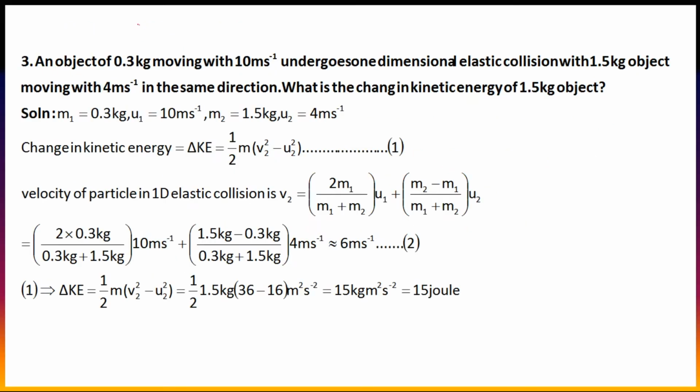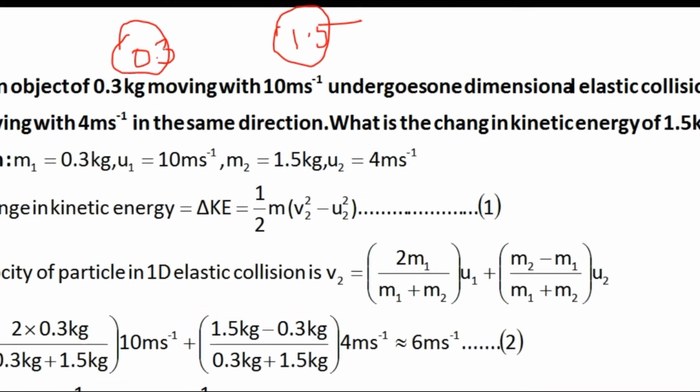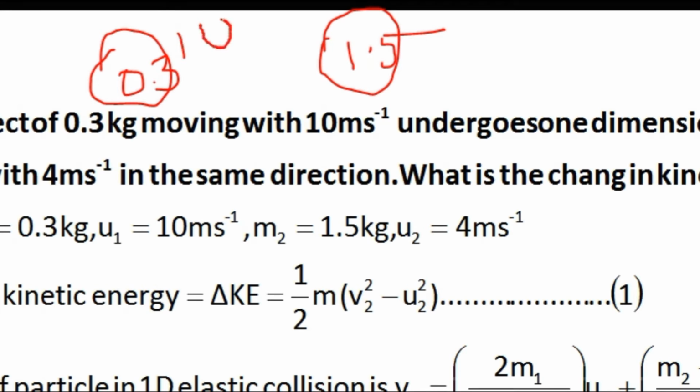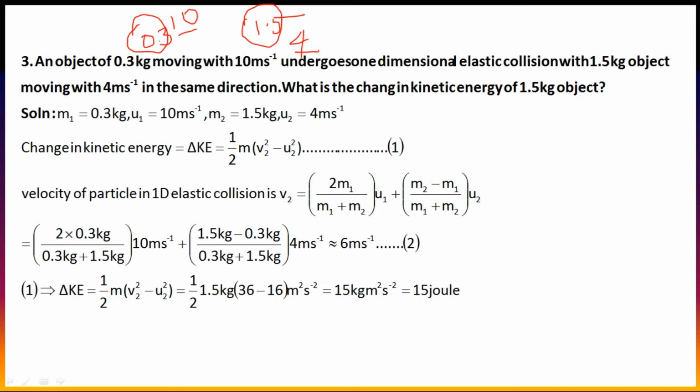In this problem, an object of 0.3 kg moving with velocity 10 meter per second undergoes a one-dimensional elastic collision with a particle of 1.5 kg. So the second particle is 1.5 kg and the first particle is 0.3 kg. When it undergoes the one-dimensional elastic collision, this particle is moving with velocity 10 meter per second, and this particle is moving with velocity 4 meter per second. This is the velocity of the second particle. So what is the change in kinetic energy of the 1.5 kg object?